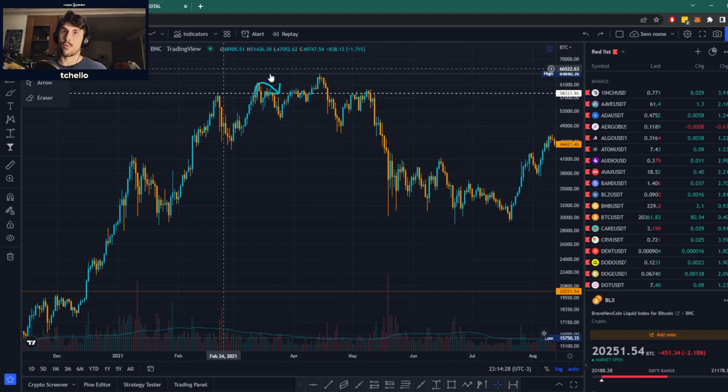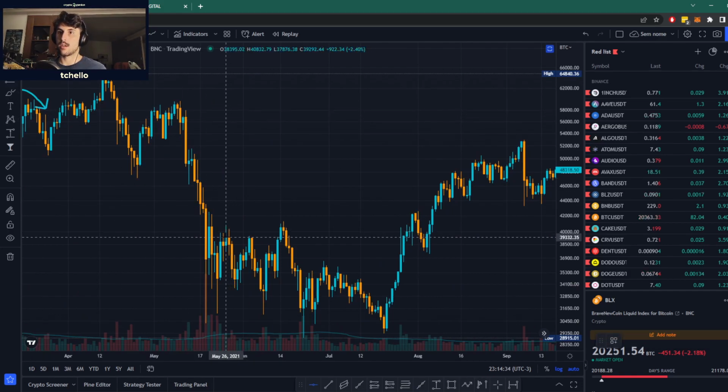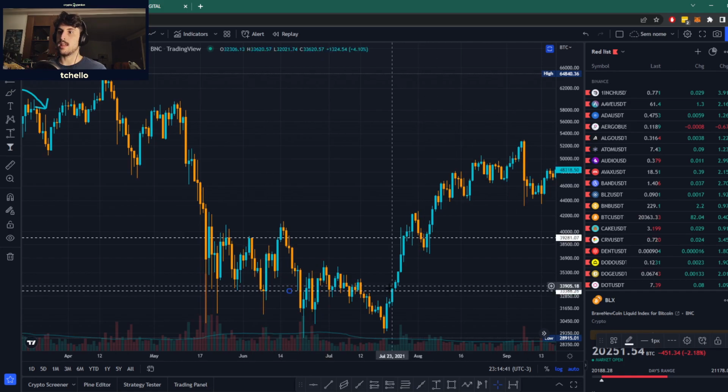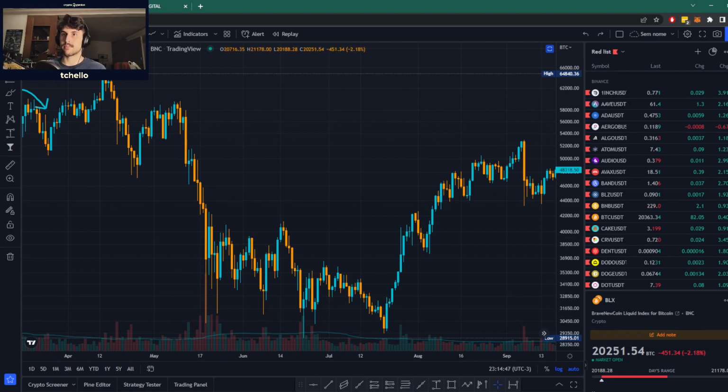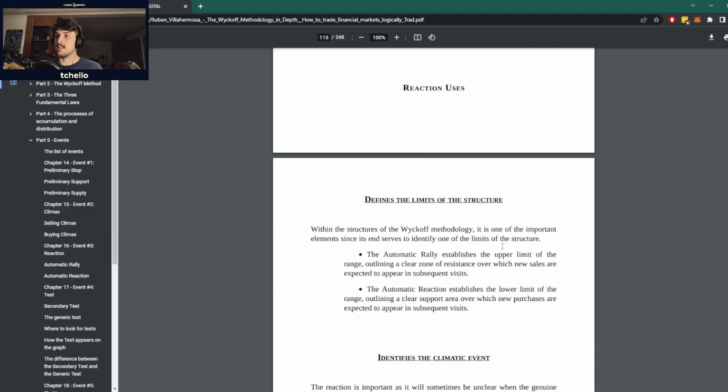And the same thing for the accumulation here. You have an automatic rally here, and then you have some secondary tests to the downside, and you would say that this is mostly the range where price was constrained. Now it has a few uses. As I talked about, it gives the upper limit or the lower limit, if you're talking about distribution or accumulation.